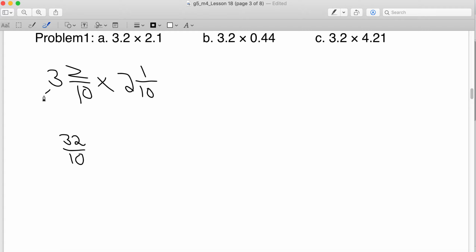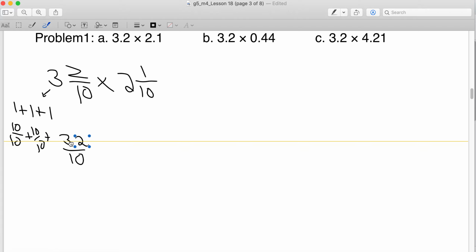Or we could think of this 3 as 3 wholes, right? 3 wholes. And each whole is how much? It's going to be 10 tenths. So I've got 10 tenths here. This is actually good practice for us to use our language. This is 10 tenths here, here, and here. And so when we add that together, we get 30. But then we've got 2 more up here. And so that's where the 32 comes into play.